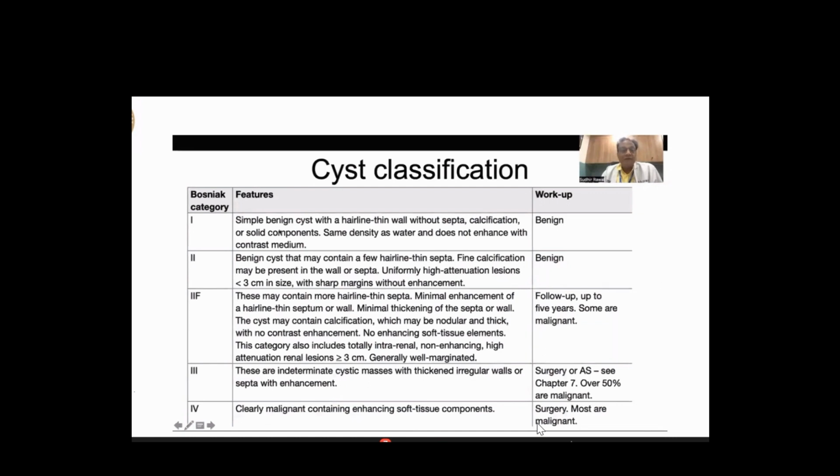Cyst classification, I can mention that Bosniak 1 is simple benign. Bosniak 2 is again taken as benign, and there is some septa. The 2F requires follow-up up to 5 years. Some are malignant. One has to be careful in 2F. You have to tell the patient to come regularly for checkup. Bosniak 3 are indeterminate cystic masses with thickened irregular walls, septa with enhancement, and then there is surgery or active surveillance. Over 50% of these patients are malignant. And then Bosniak 4 is clearly malignant, and they should have surgery.